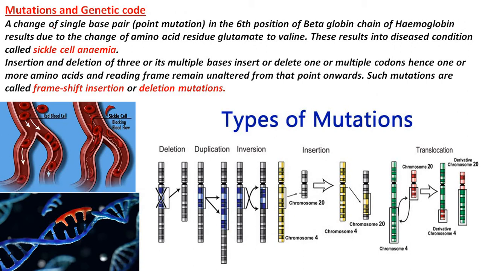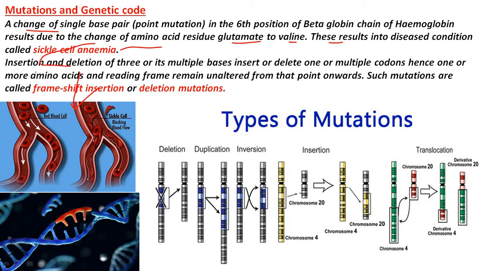So what are mutations? Let's come on to this part. A change of a single base pair, a point mutation, in the sixth position of the beta globin chain of the hemoglobin results in the change of the amino acid residue from glutamate to valine. This results in a disease condition known as sickle cell anemia.